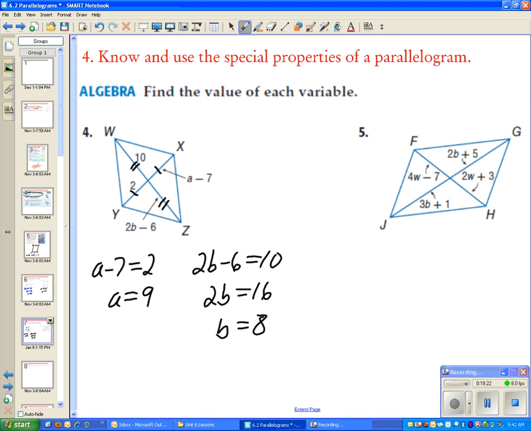All right, number 5. Diagonals again. They still bisect each other. So that segment's congruent to that segment, that one to that one. Well, we can set up equations then, can't we? We can say that 2b plus 5 has to equal 3b plus 1. And can't we, well, you tell me, what's the other equation we can set up from this? And there we go. Okay? So all we got to do now is solve them. You solve them on your paper, and I'll solve them up here after you get started.